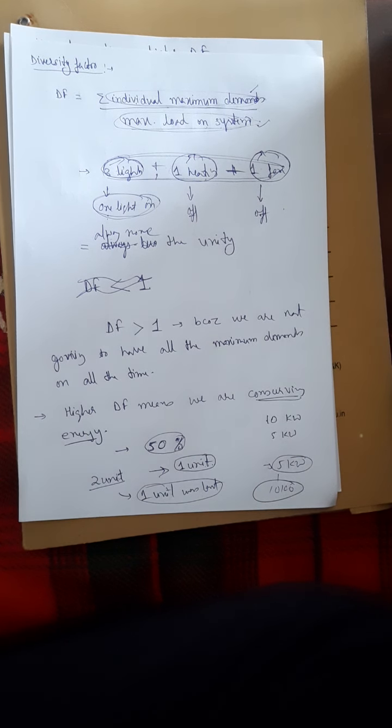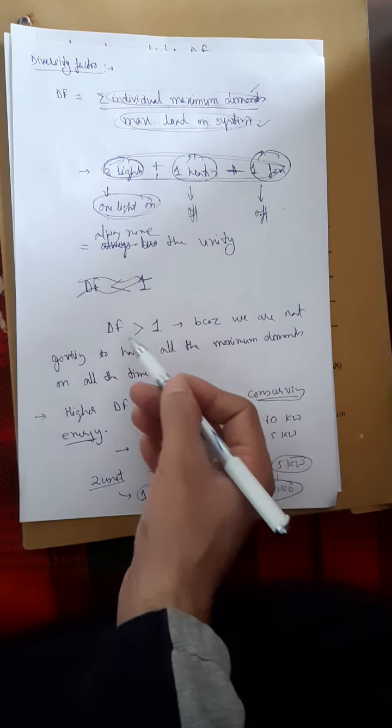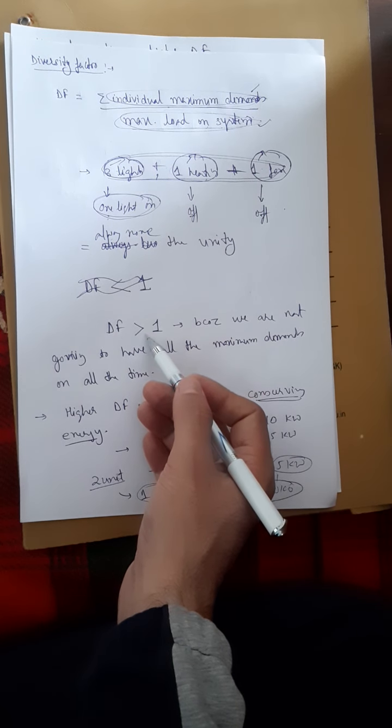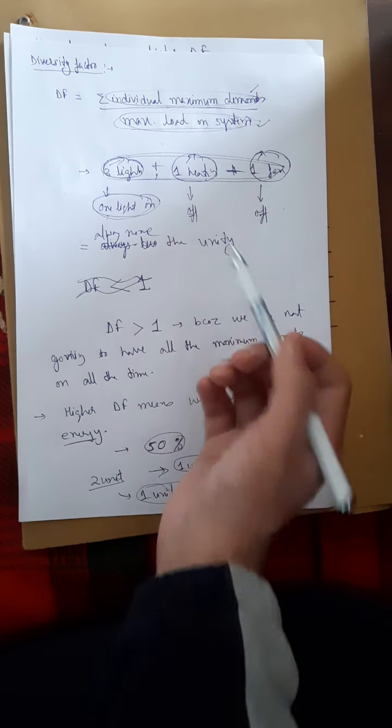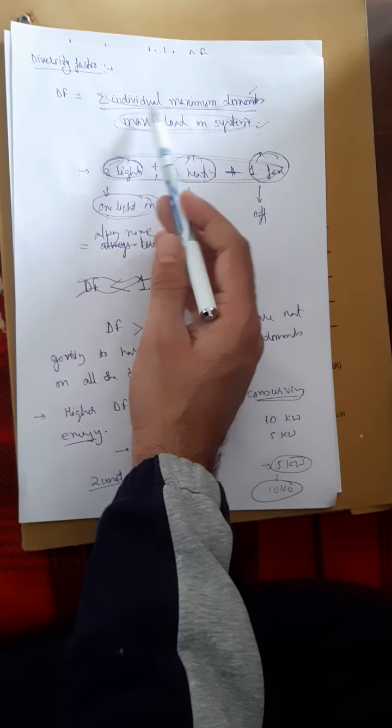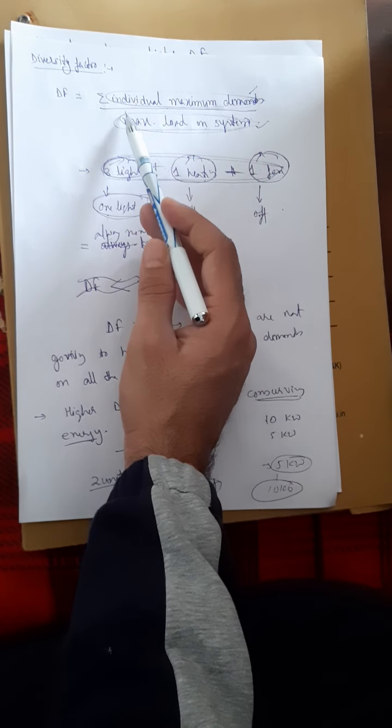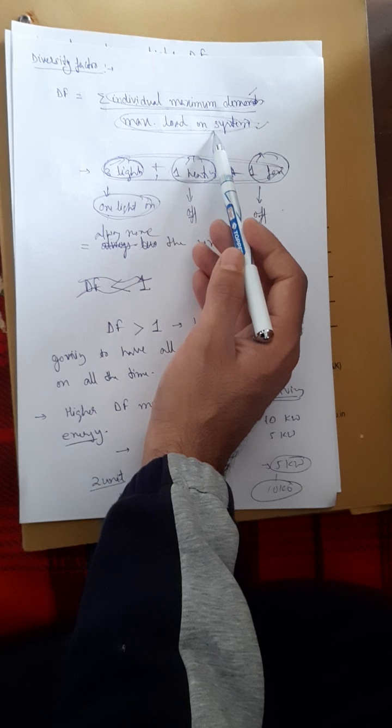In the last unit, unit number 10, we discussed load curve, load duration curve, load factor, and lastly diversity factor. I told you that diversity factor is always greater than unity. Why? Because it is the ratio of the sum of individual maximum demands divided by the maximum demand on a system.